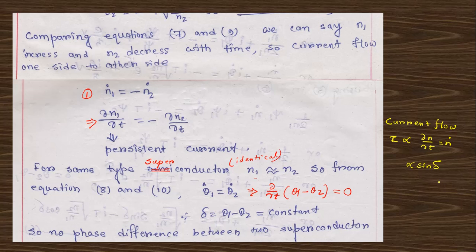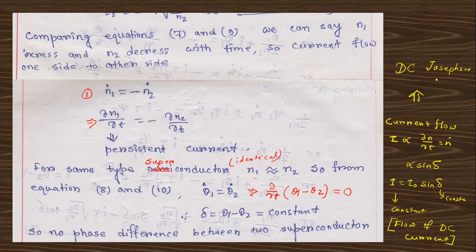Since delta is constant, this will also be constant. So I is nothing but I0 sine delta. Since delta is constant, I can say the current is constant. That means there is a flow of DC current. That's why this is called the DC Josephson effect.